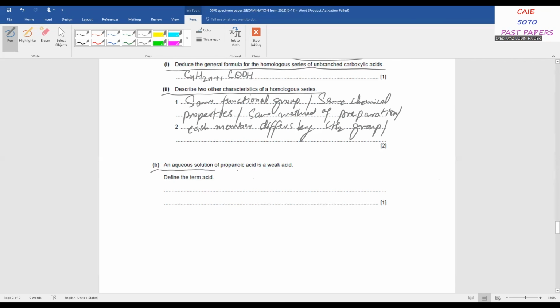Part B. An aqueous solution of propanoic acid is a weak acid. Define the term acid. Easy. Releases hydrogen ions.